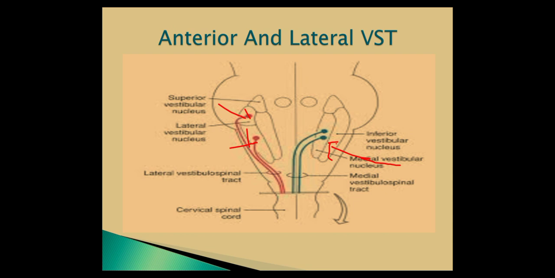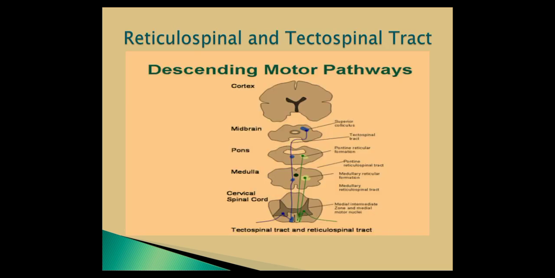So whenever the body image or body posture is changed, they are activated and they try to maintain the posture and body shape according to the body's needs, to maintain the equilibrium. That process is initiated through the righting reflex, which is basically governed by the anterior and lateral vestibulospinal tract. Next is the reticulospinal tract as well as the tectospinal tract.